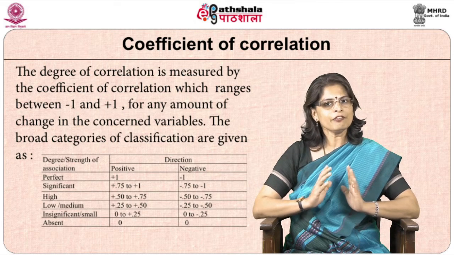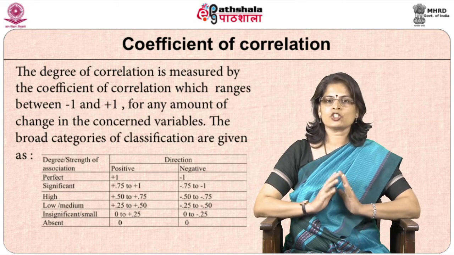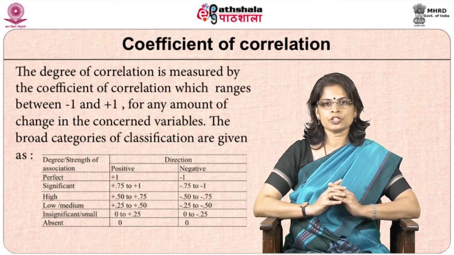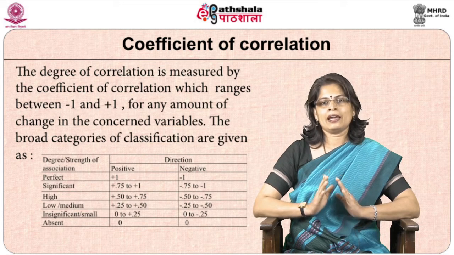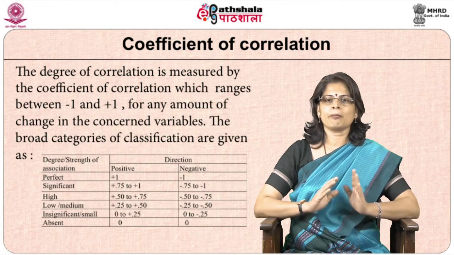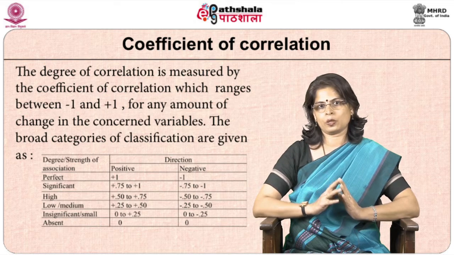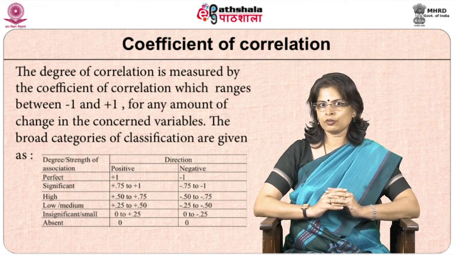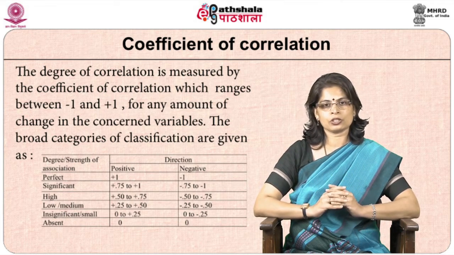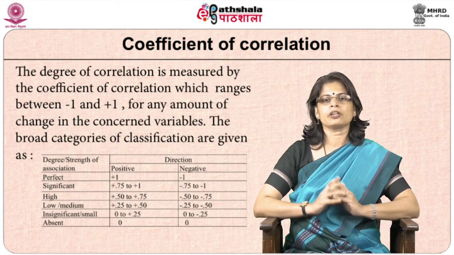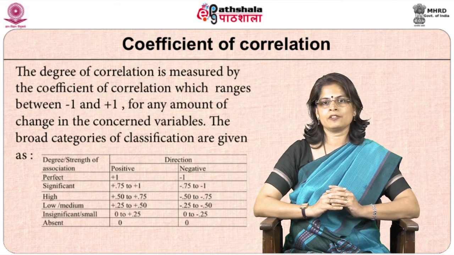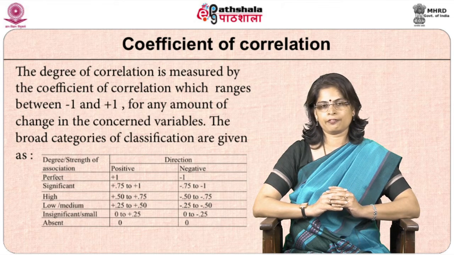If the degree is significant and the direction is positive, the correlation would range from +0.75 to +1, and if it is negative, it would range from -0.75 to -1. In case of high degree of correlation and positive direction, the correlation coefficient value would range from +0.50 to +0.75, whereas in case of negative direction, it would go from -0.50 to -0.75.